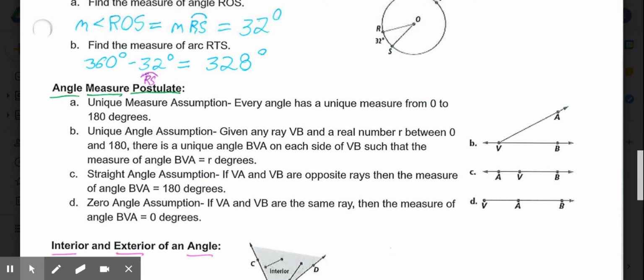So the first part of our postulate is the unique measure assumption, which simply says every angle has a unique measure from 0 to 180 degrees. So every angle can be measured 0 to 180.